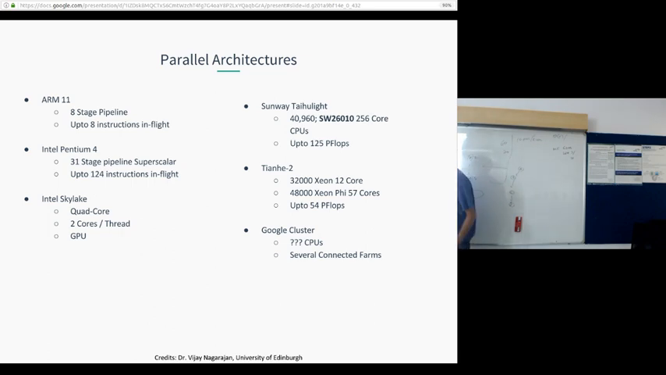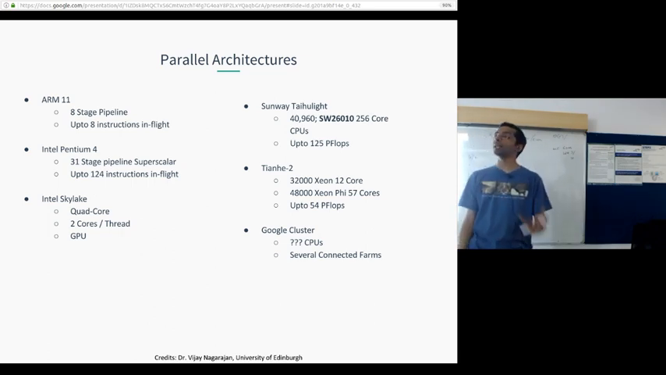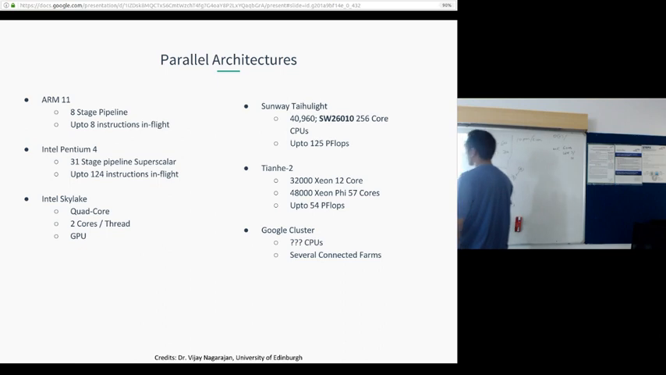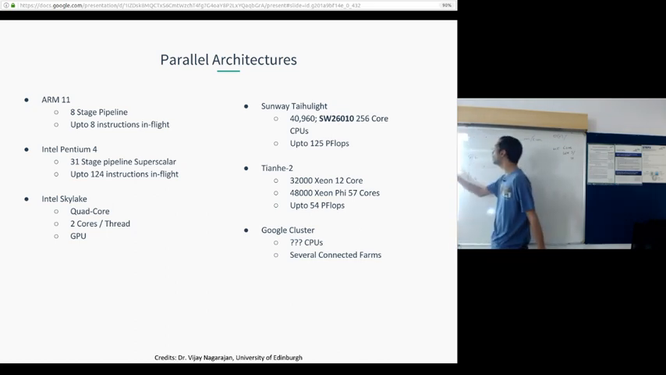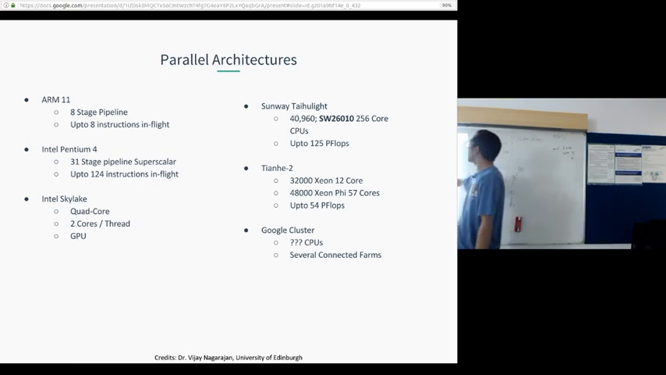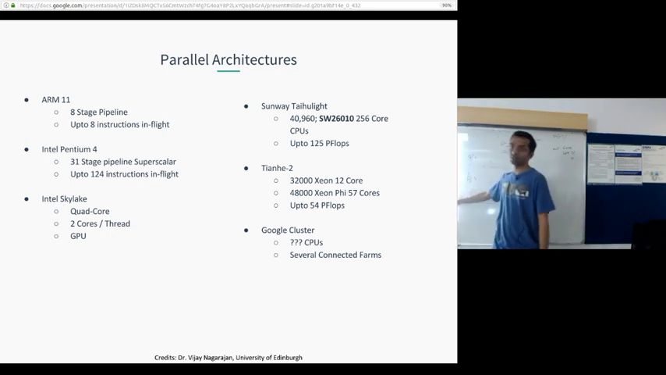The Pentium 4, for example, had a 31-stage pipeline, superscalar. We'll say what pipeline is, what superscalar is, etc. in the coming slides. And up to 124 instructions in flight. And Skylake, for example, has quad core, 2 threads per core, and GPU support as well. And now coming to some of the fastest supercomputers today.